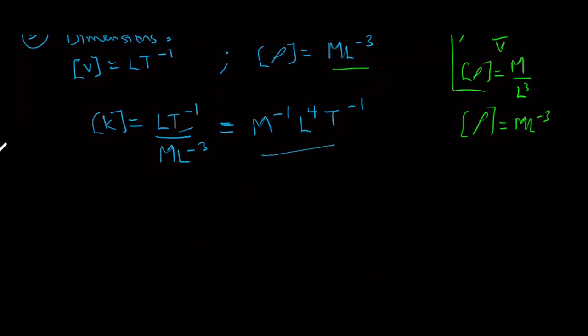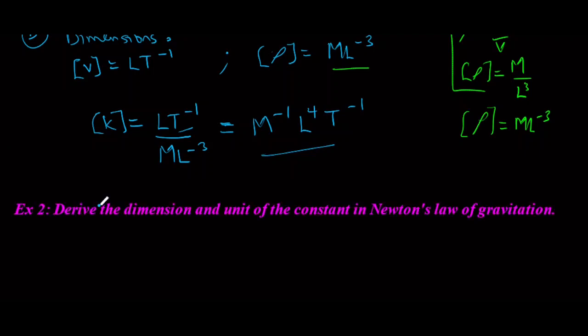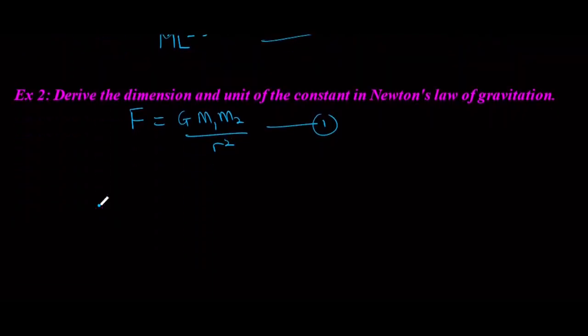Now let's look at another example. In the second example, as you can see on the screen, derive the dimension and units of the constant in Newton's law of gravitation. Feel free to pause the video so as to try it. First thing is, what is the expression for Newton's law of gravitation? It says that gravitational force of attraction is equal to G m1 m2 over r square. Now they said we should solve for the dimension and unit. Before that, the first step we are to take is to make the constant involved the subject of the formula.